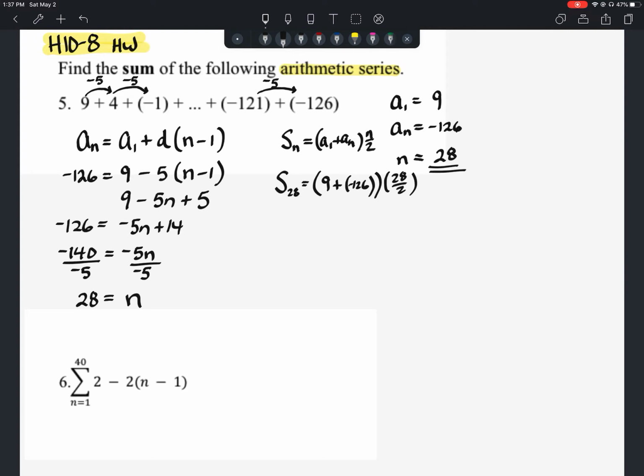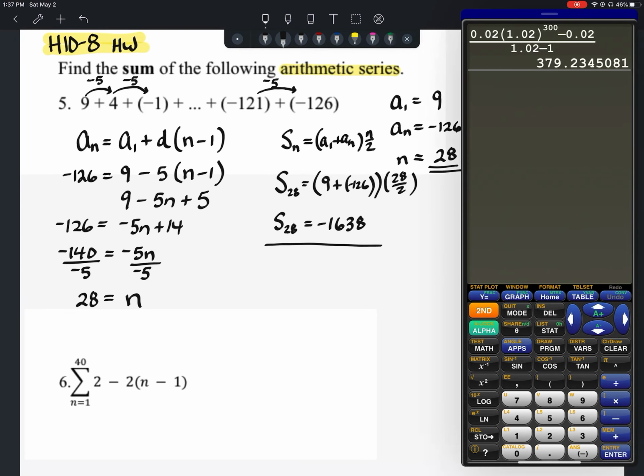So as we go through and do that there, you can type that in the calculator if you need to. I think that the sum of those 28 terms should end up being negative 1,638. And that is our answer.